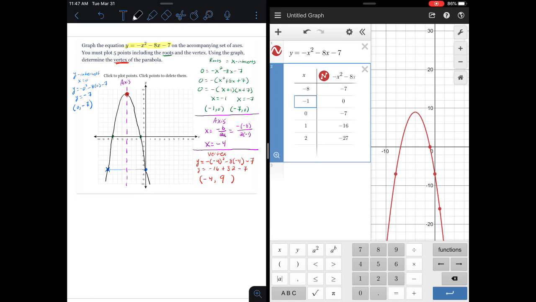So that's how we graph these quadratic expressions, and we use our ability to find the x-intercepts, the y-intercepts, and our vertex, along with the axis of symmetry, to help us graph it when doing it by hand.